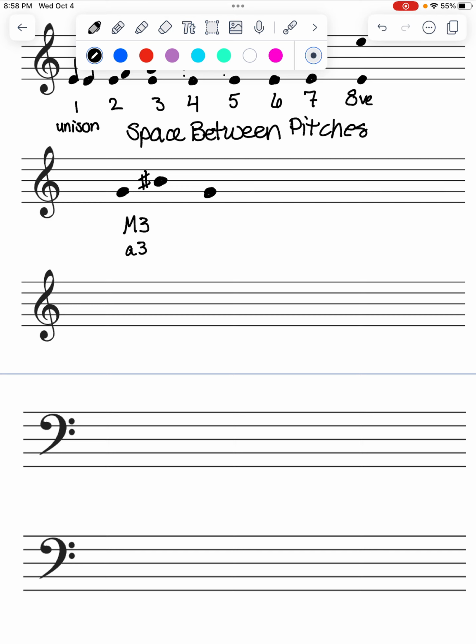If we took G to B and we made it flat to make it a minor third, and we wanted to make it B double flat, that would be a diminished third. Are we going to get that all that often?